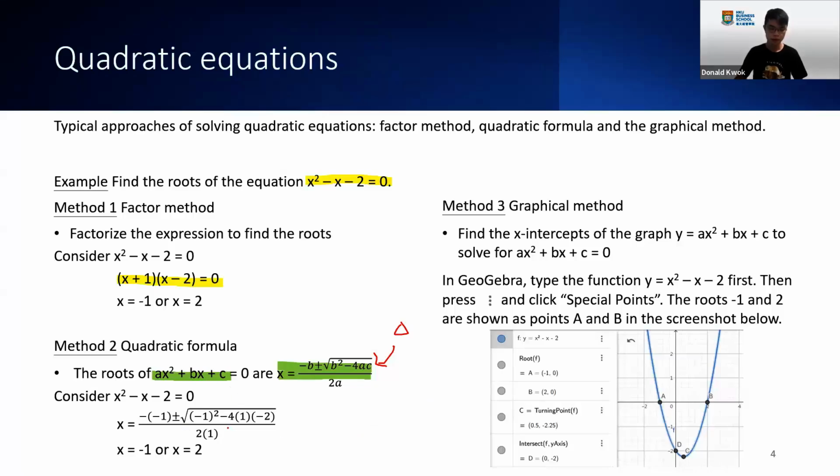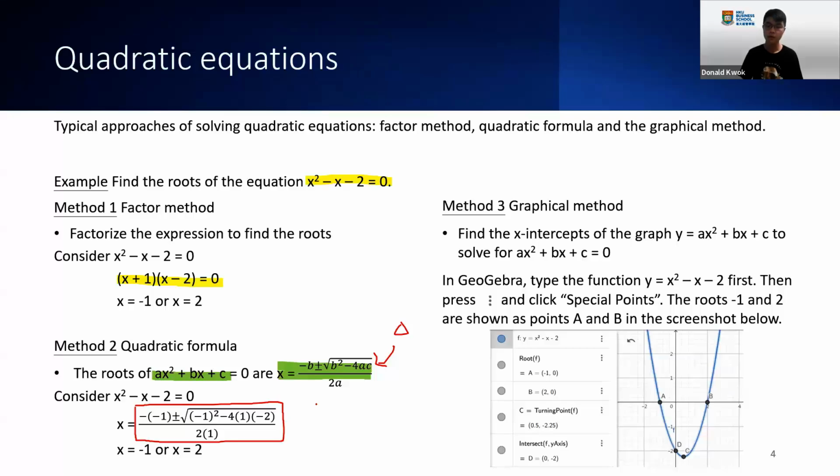So how can we solve the quadratic equation using this formula? If we have x squared minus x minus 2 equals 0, we put a equals 1, b equals -1, and c equals -2. Then we can make use of the quadratic formula to find the same results, -1 or 2, as the roots of the quadratic equation.